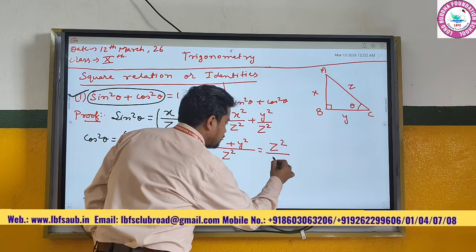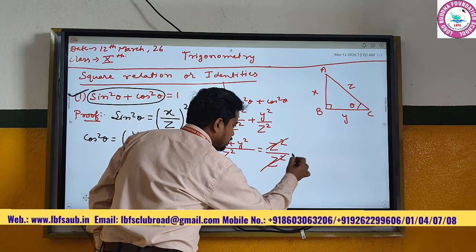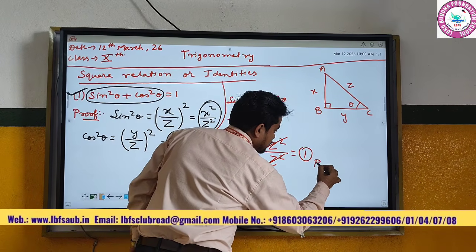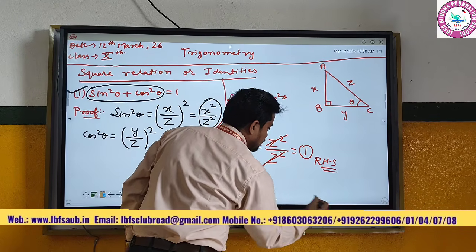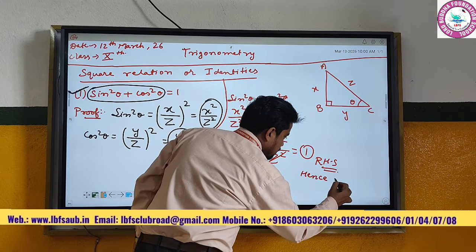So z square upon z square. We will further solve it. We will get 1, which is equal to the RHS. Hence, proved.